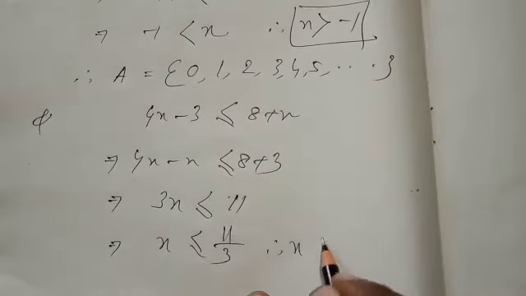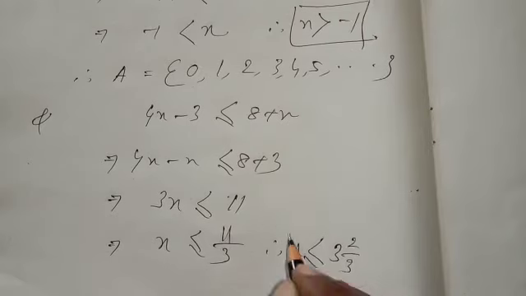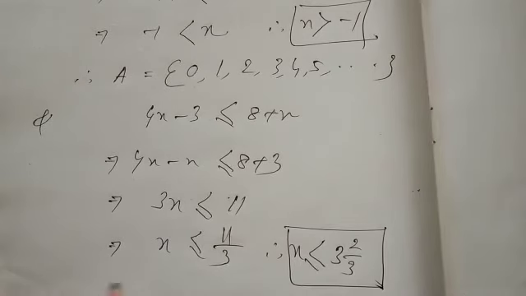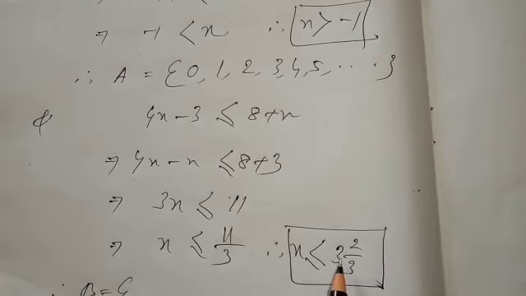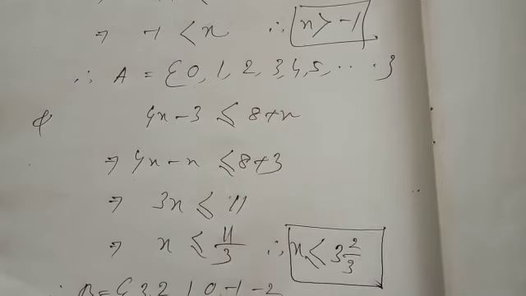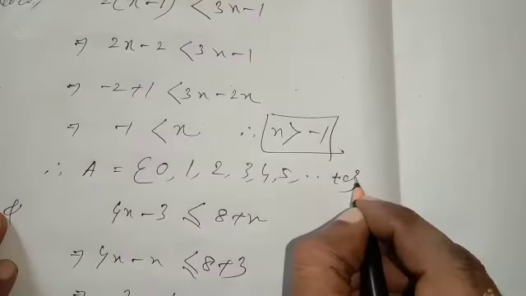x less than or equal to 11 by 3: 3 threes are 9, so this is 3 point something, 3 and 2 by 3. Therefore, as x is an integer, B will be 3, 2, 1, 0, minus 1, minus 2, and so on up to minus infinity, and the previous one is up to plus infinity.